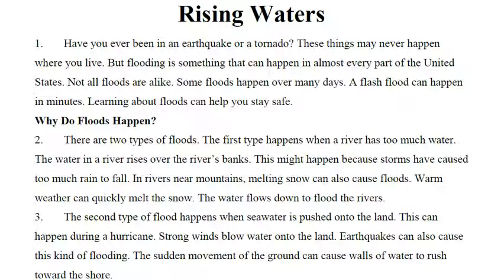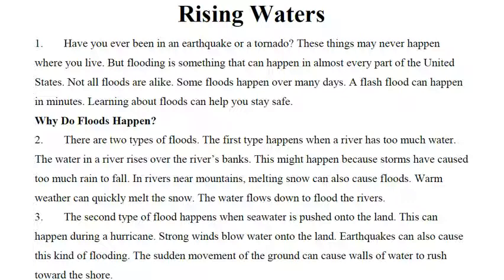Why do floods happen? There are two types of floods. The first type happens when a river has too much water. The water in a river rises over the river's banks. This might happen because storms have caused too much rain to fall. In rivers near mountains, melting snow can also cause floods. Warm weather can quickly melt the snow. The water flows down to flood the rivers.